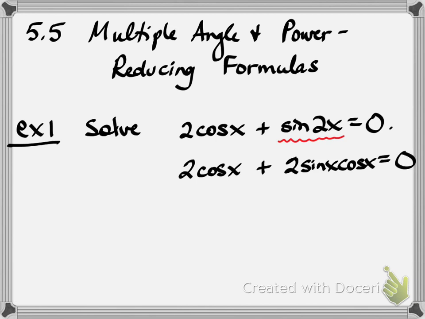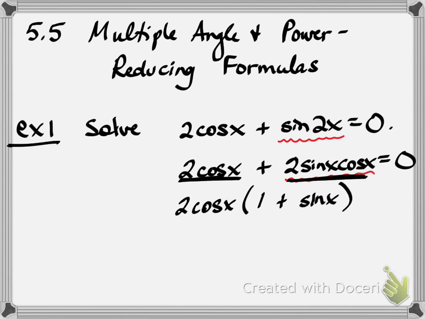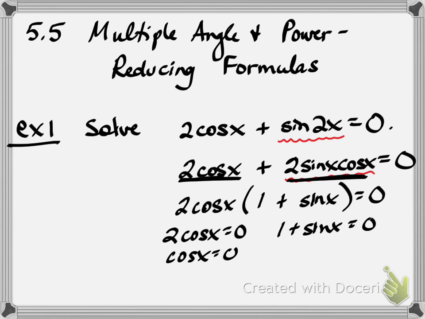And from this point forward, this is just a problem like you did in section 5.3. You just want to solve it, like factor it to try to get these trig functions by themselves. And on this one, you notice you've got 2 cosine x in both, so you can factor it out. That's your GCF. What's left when you factor 2 cosine x out is a 1 plus sine x. Then you set both your factors equal to 0. And divide by 2 on this one, you get cosine is 0. Minus 1 on this one, you get sine is negative 1.